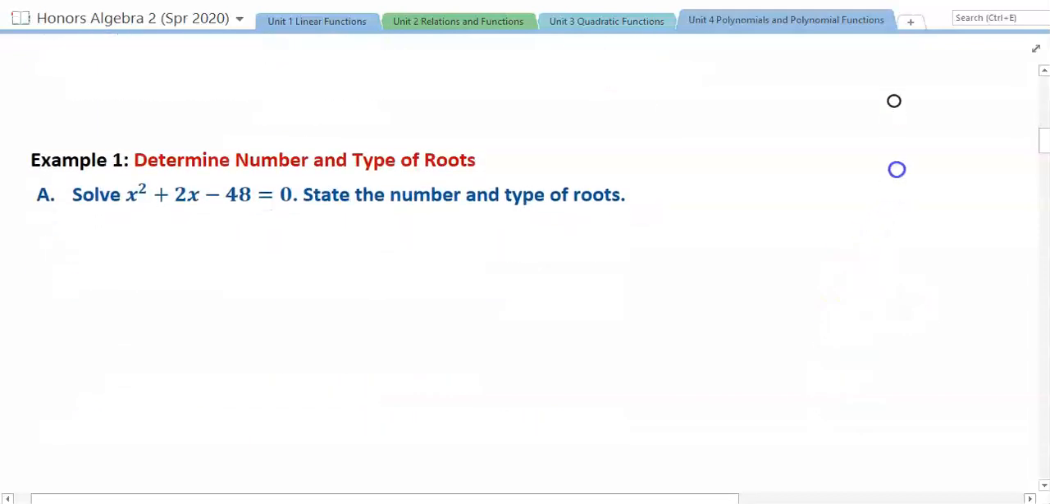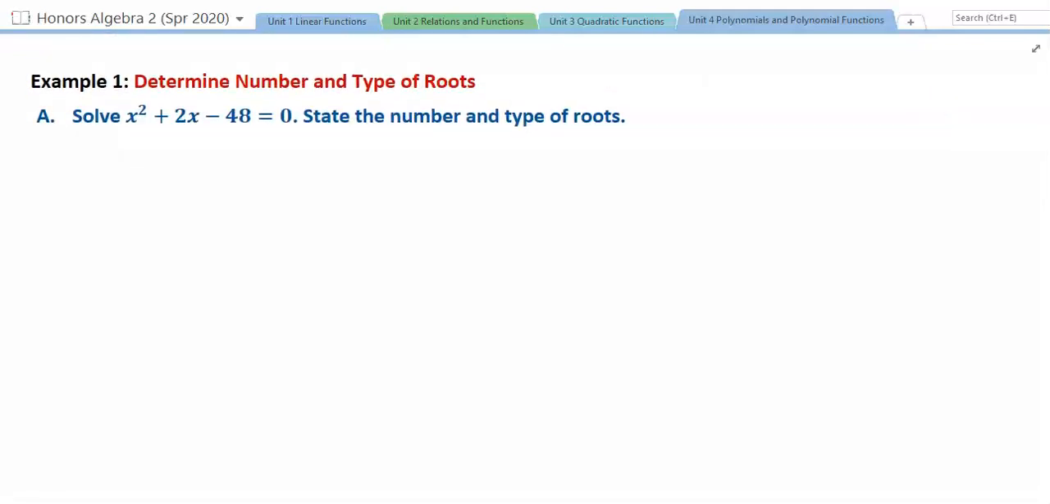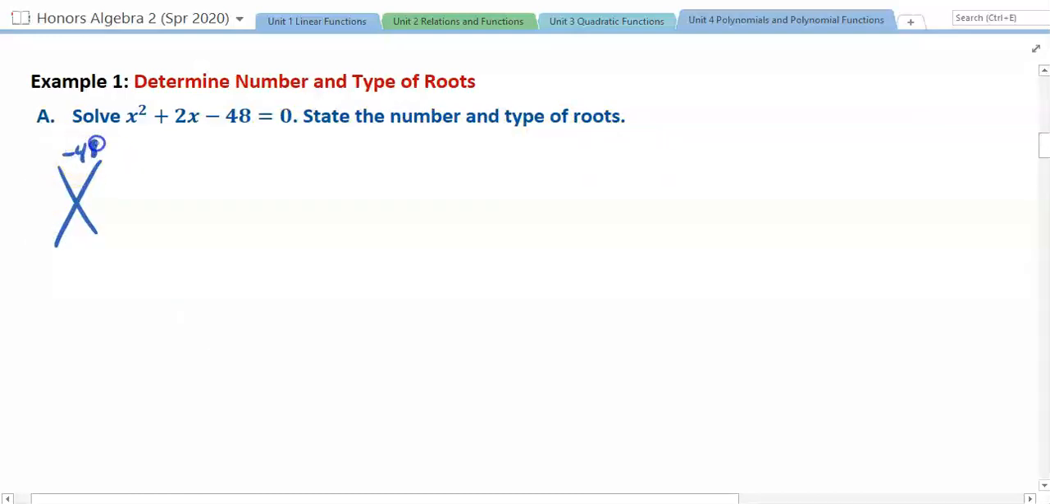And so looking at example 1, we've got a simple quadratic here, x squared plus 2x minus 48 is equal to 0. We want to state the number and type of roots. Well, if I try to factor this, I've got the -48, and I'm trying to get to positive 2, what times what's going to give me -48 and add to positive 2? Well, that would be a -6 and a positive 8. So we factor to x minus 6 and x plus 8 equal to 0, right?